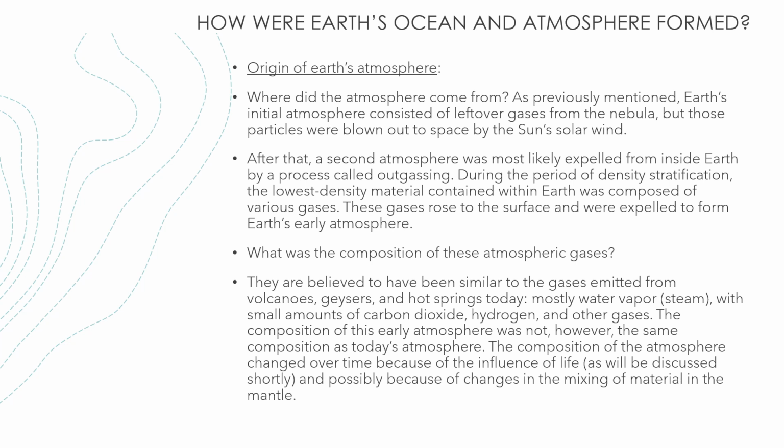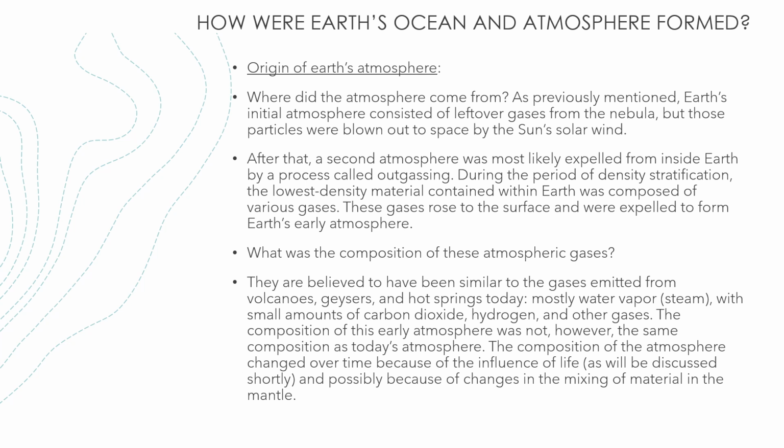After that, a second atmosphere was formed, most likely composed of the gases which were expelled from inside of the Earth, by a process called outgassing. And after that, density stratification happened, and the lowest density material contained within the Earth, which was composed of various gases, rose to the surface and was expelled into the early atmosphere.